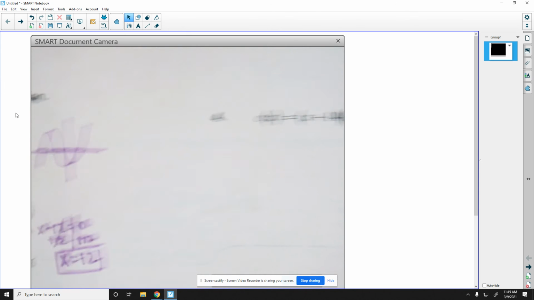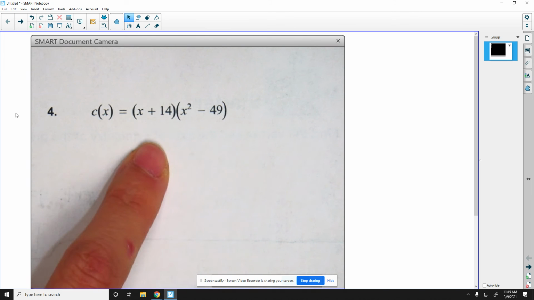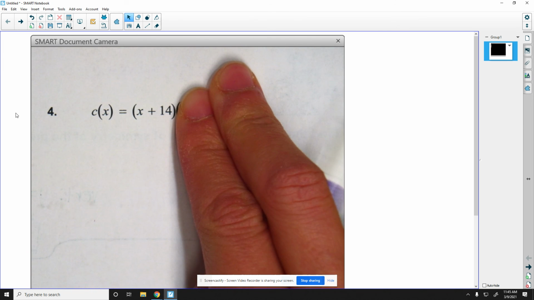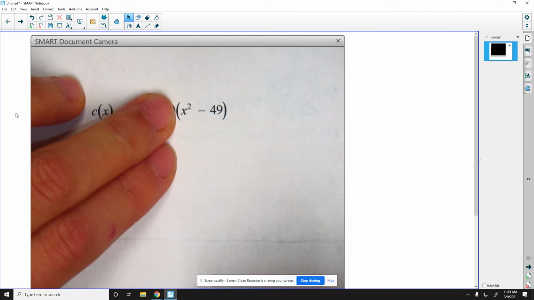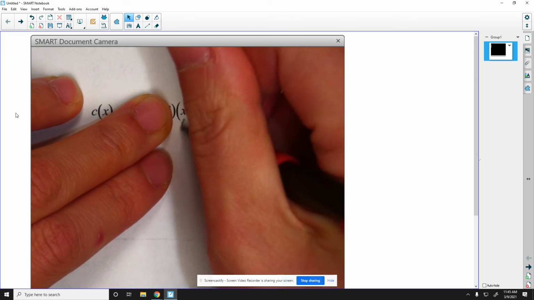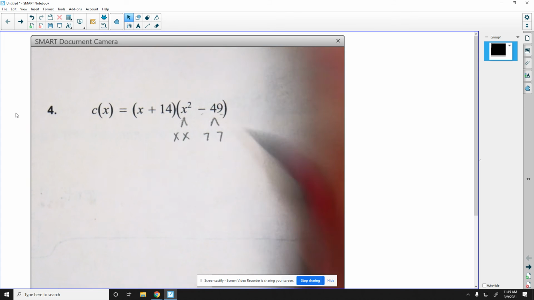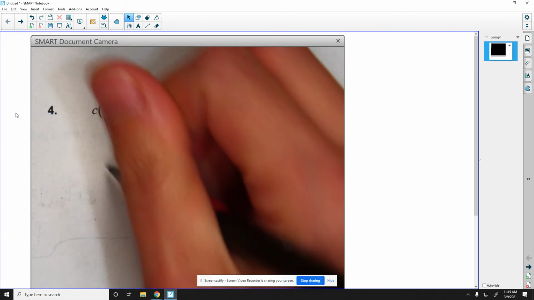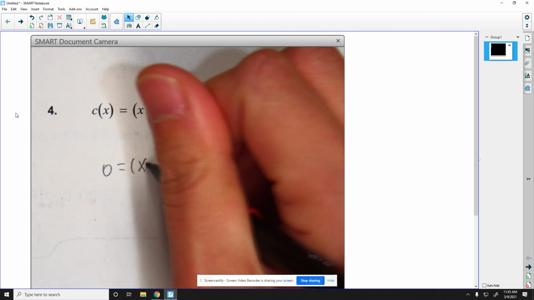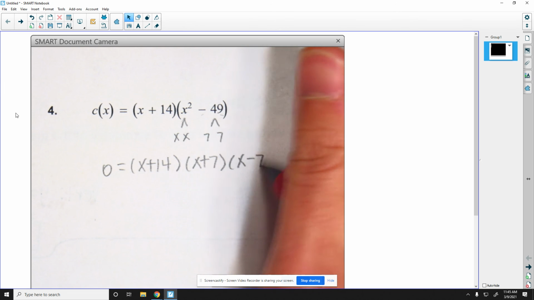Okay, all right. So for this one, number 4, when it says find the zeros or find the roots or find the x-intercepts, what I'm going to do is see if I can factor. Can I factor that any farther? No. Can I factor this though? Yes, right? Because there's 2 terms, there's a minus, and I can separate that. So this is x plus 7, x minus 7. Right? So don't I have 0 equals x plus 14, x plus 7, x minus 7.